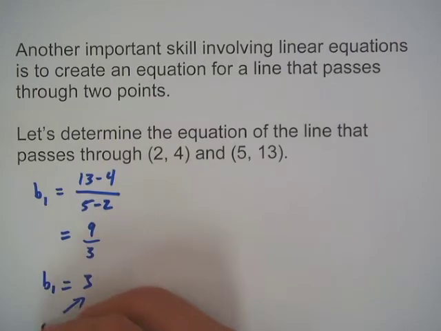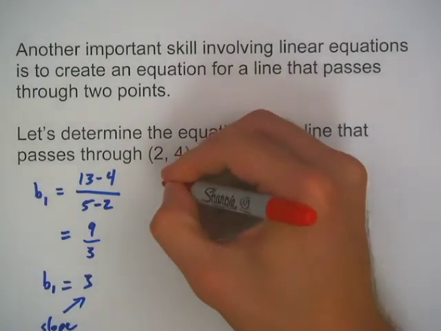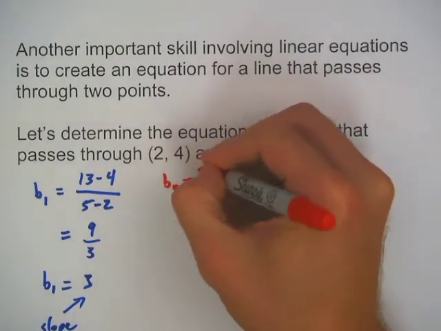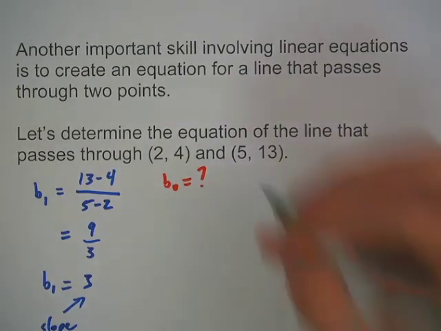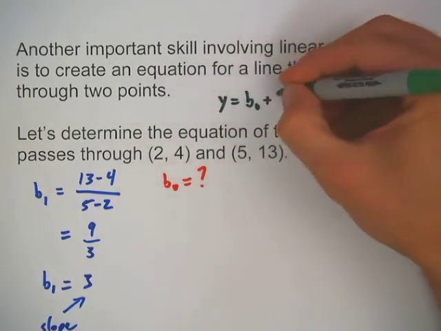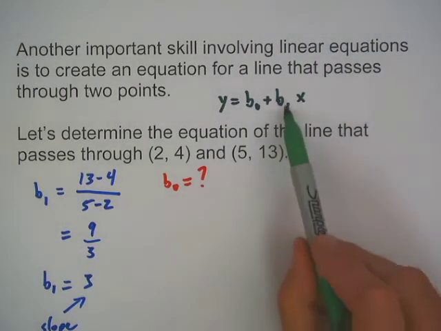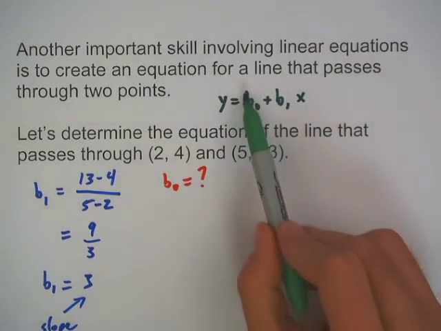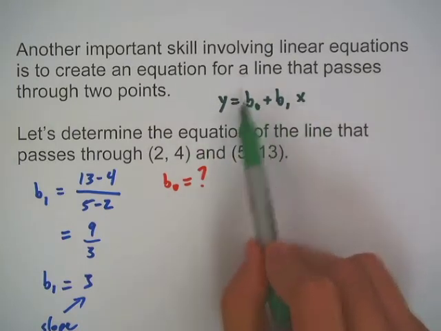Okay, now what I need to do is determine what my intercept is. So now I'm trying to figure out b0. I'm going to use the general form for a linear equation, and I know what b1 is. I don't know b0, and for x and y, all I really need to do to solve for b0 is plug in a point. So plug in 2 for x and 4 for y.